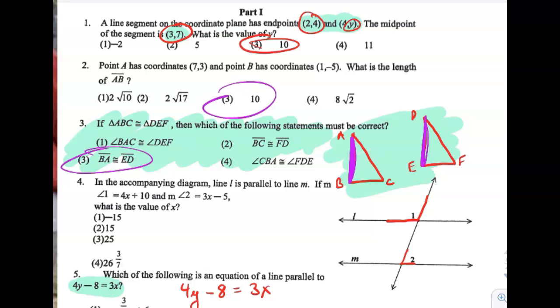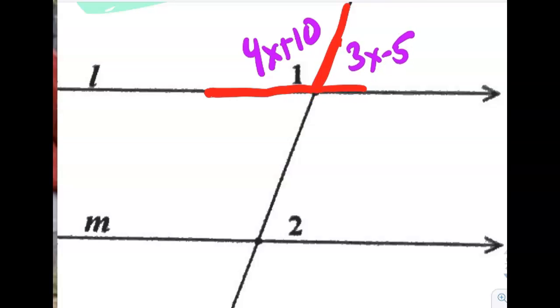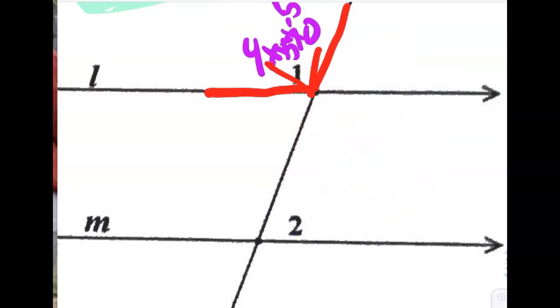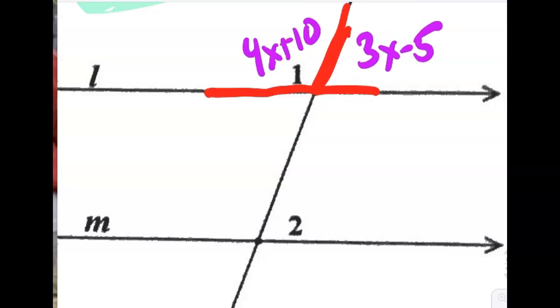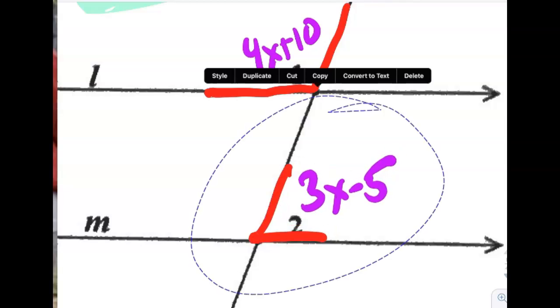Number 4, if angle 1 is 4x plus 10 and angle 2 is 3x minus 5, find x. Well, what do you know about these two angles? Are they the same size? They don't look it. They add up to 180, right? If I put them in here, they're not the same size. But if I put them next to each other, they add up to a line. So they add up to 180.